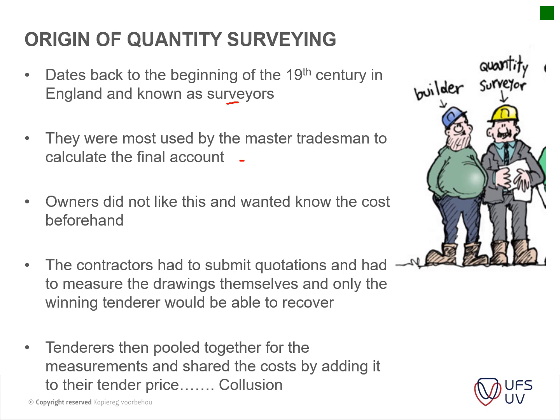Okay, they were mostly used by the master tradesmen to calculate final costs, and then the owner did not like this and wanted to know the cost beforehand. So later on, the clients wanted to get a quote before they actually started construction. So the contractors had to submit quotations and had to measure the drawings themselves, and only the winning tenderer would be able to recover that cost and the time that he put into that tender or quote that he had to prepare. So tenderers then pulled together for measurements and shared the cost by adding it to their tender price, and a certain amount of collusion actually took place.